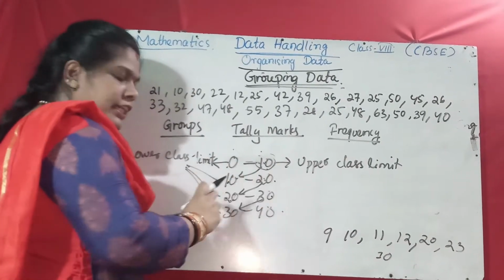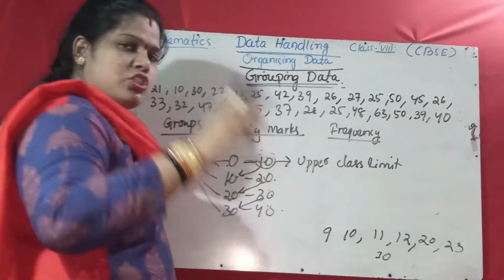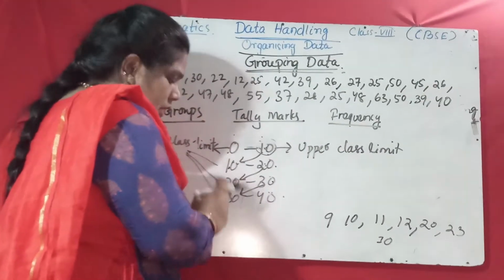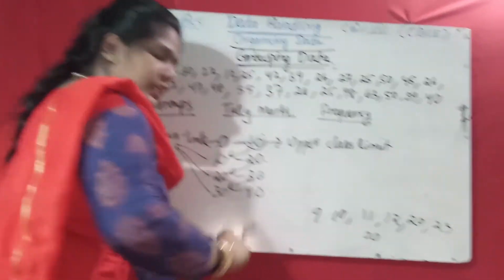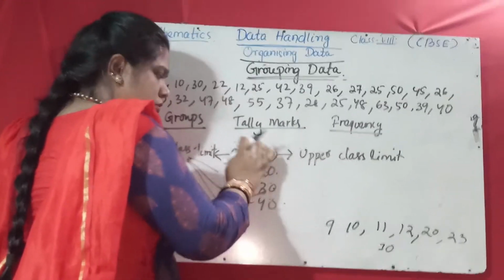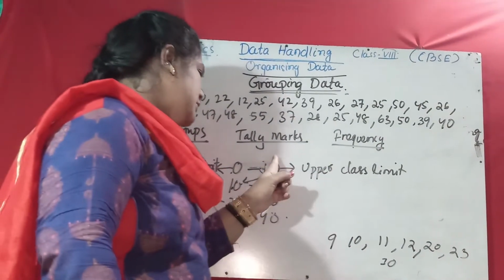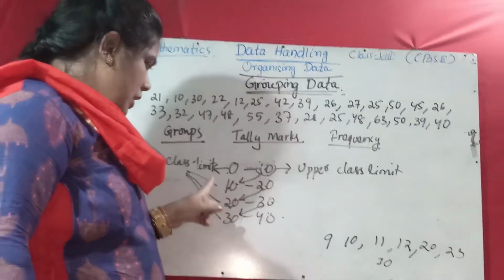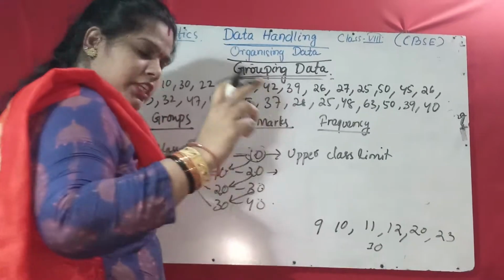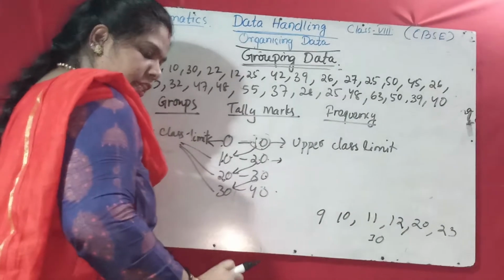10 to 20 means 10 to 19 numbers will come in the 10 to 20 group. 20 to 30 means 20 to 29 numbers, all will come in this group. Here also 30 to 39 numbers. Like this we have to put the numbers. You must not be confused whether 10 will come in this group or that group. Starting number 10 means 10 will be included in the second group. This is the main thing you have to know.